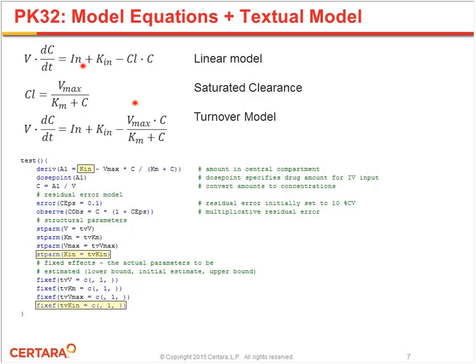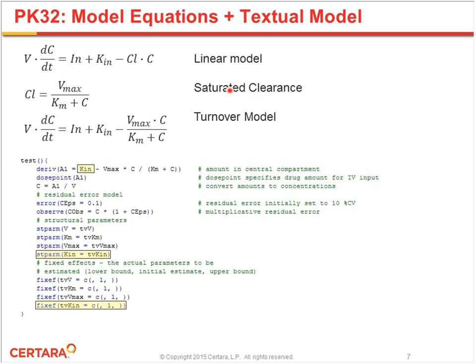Just for your reference, these are the model equations, and below that the textual model, and you see in yellow the additions that we have to make to the code. So we start with just a linear model. The change in concentrations equals the input, infusion, plus the synthesis. This is the synthesis of the endogenous compound, and with a linear elimination, it looks like minus clearance times concentration. This is a first-order elimination.